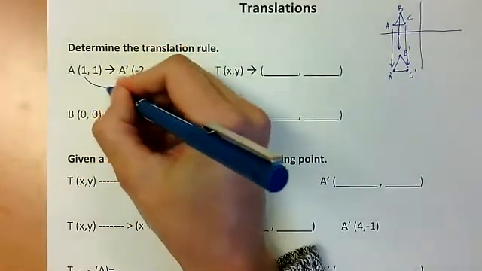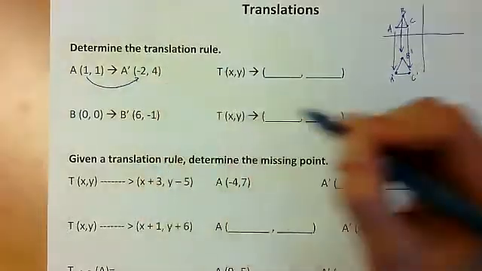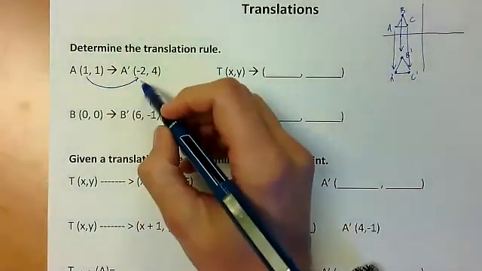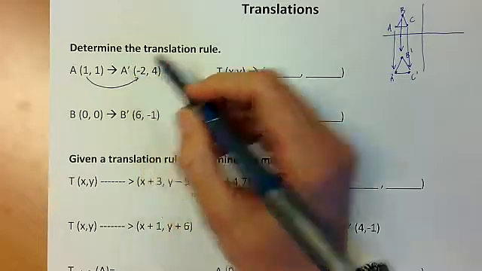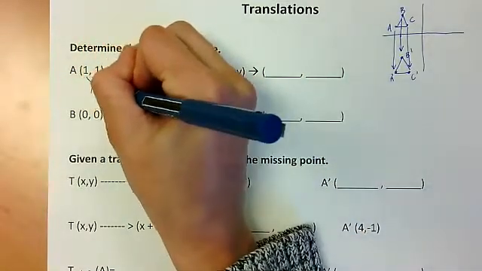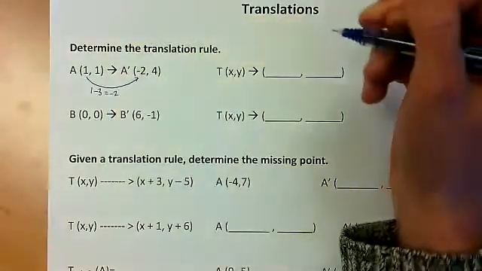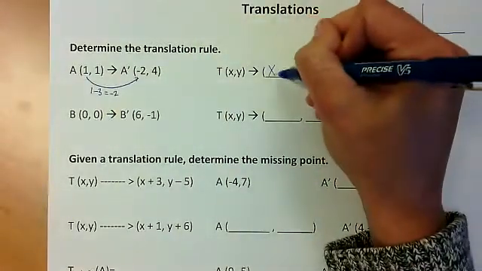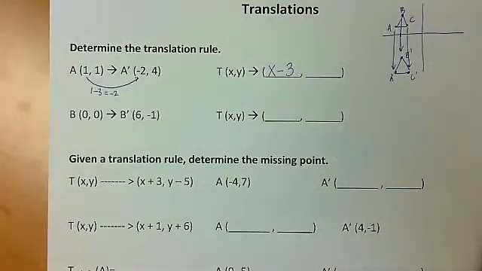So what you want to ask yourself is, how did you get from 1 to -2? What did we do? Well, if you think about it, to get from 1 to -2, I subtracted 3, right? Because 1 minus 3 is -2. So the way I'm going to create this rule is I'm going to describe that as x minus 3.